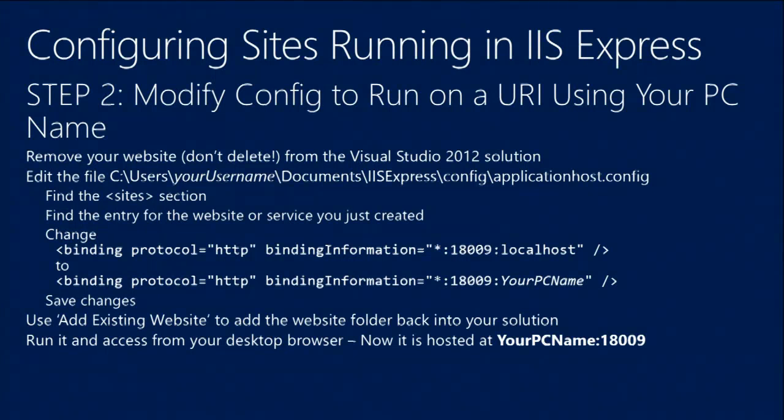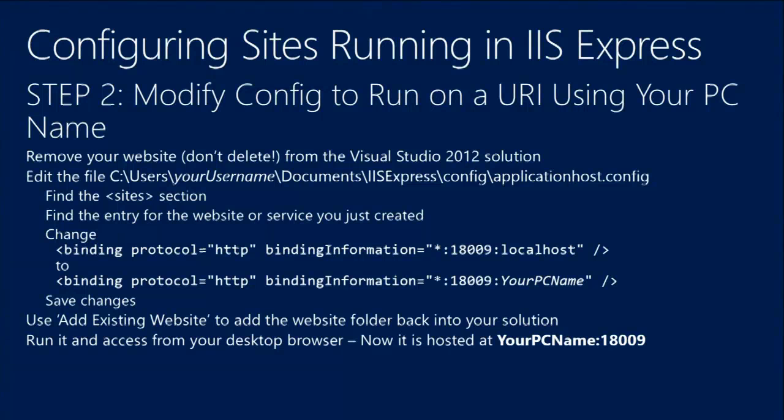Inside there, it's an XML config file, there's a section called Sites, where you will find entries for every website you've ever created in Visual Studio. Down at the bottom will be the new one you've just created, and it will have a binding statement like that: the binding protocol, HTTP, binding information equals star, then whatever port number it gave you, colon localhost. So you need to edit that and change it to your correct host name.